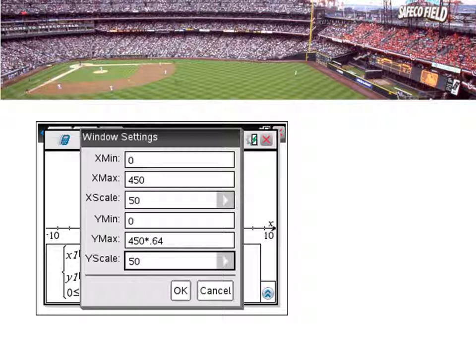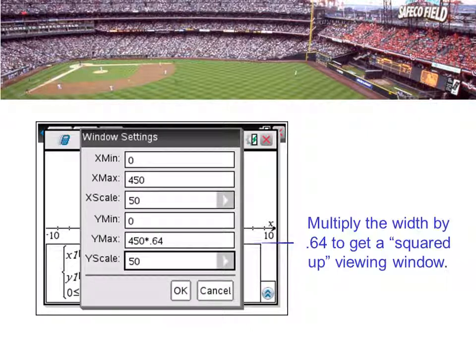Now we set up our viewing window. We assume the baseball won't travel further than 450 feet, so we set X max at 450. Because we want a realistic view of the flight path, we want a squared up viewing window. Since the height of the screen on the TI-nspire is about 64% of the width, we multiply the width by 0.64 to get a squared up viewing window.